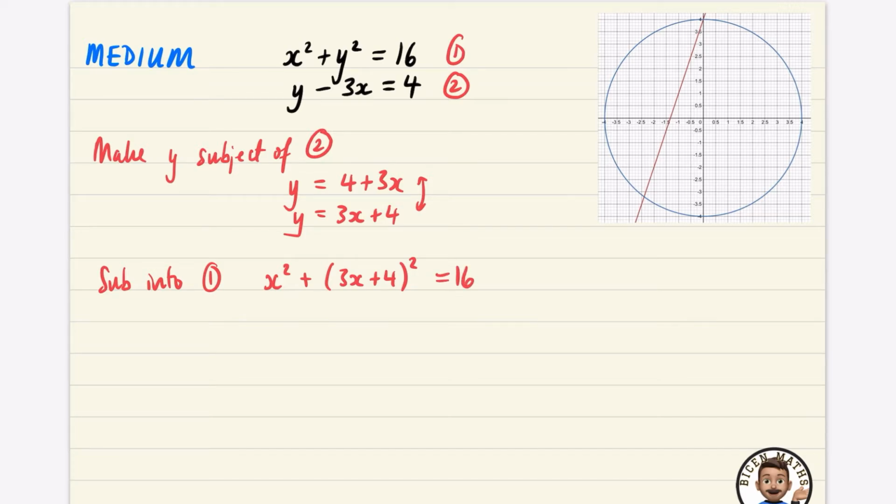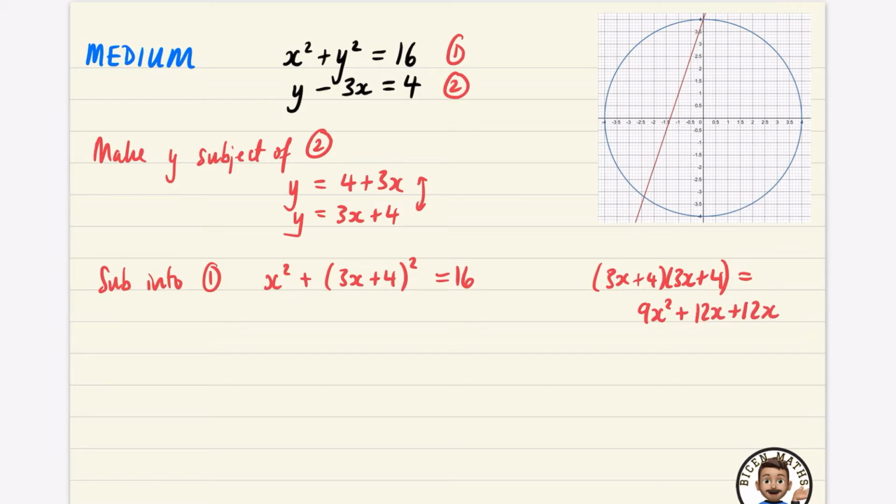Now eventually I would like you to be able to expand this in your head, but if you need to, you can always do the brackets somewhere else on your page, 3x plus 4. You can expand these so that you get the 3x times 3x, which is 9x squared. You get a 3x times 4, which is a 12x.